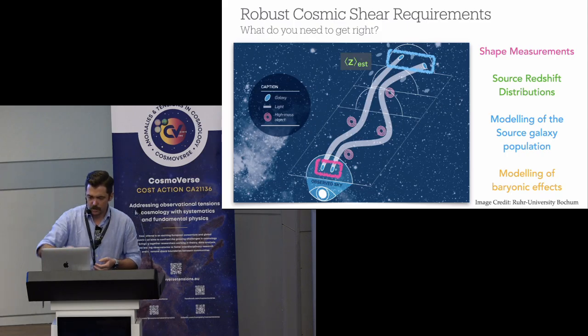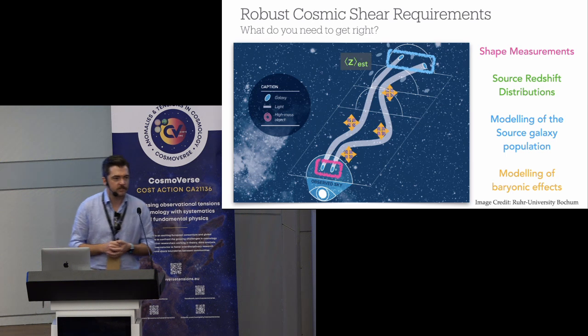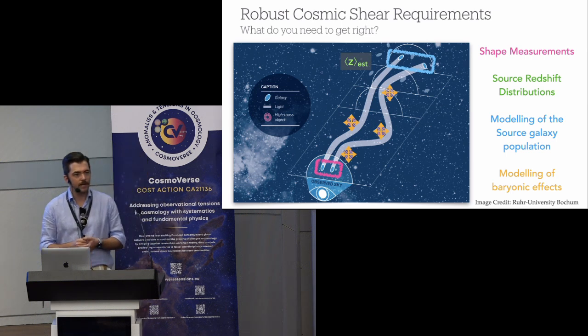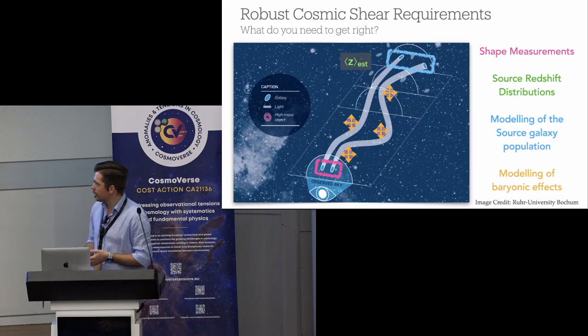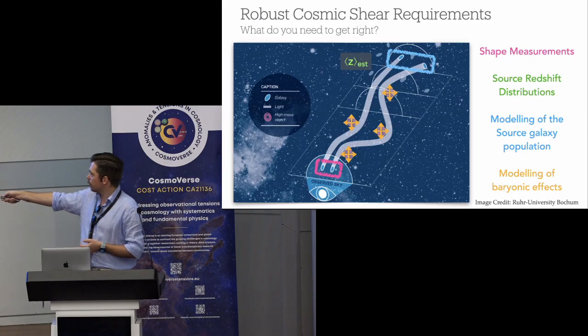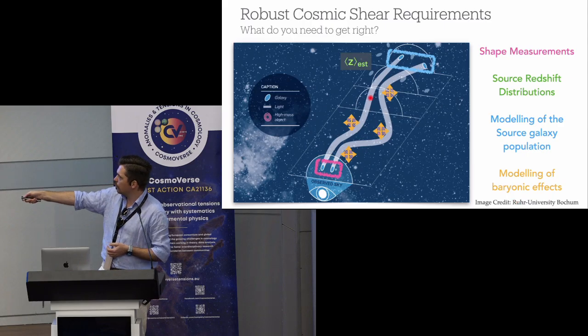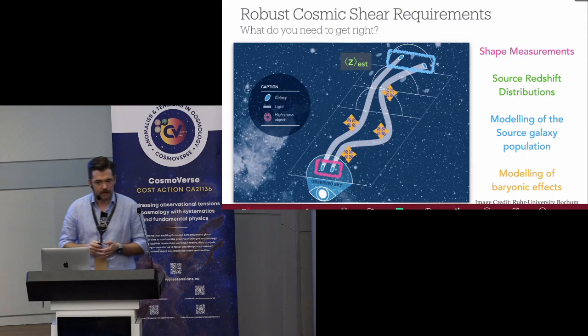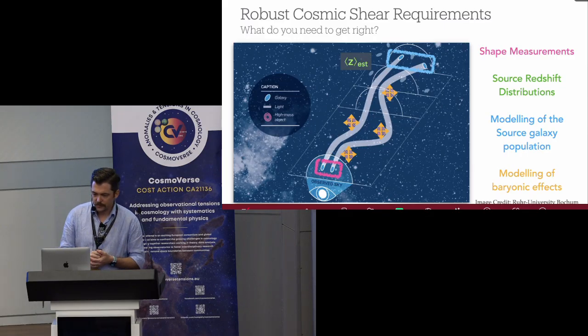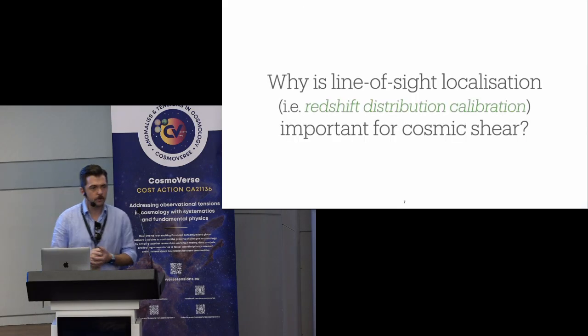And then lastly, you need to understand what baryons are doing, because baryons have this annoying habit of getting in each other's way, and they puff up the dark matter distribution of large-scale structures along the line of sight. And so if we don't correctly model the behavior of baryons, then we overestimate or underestimate, depending on which way you go, the clustering strength of the dark matter that we have. So these are the things that you need to do cosmic shear well.